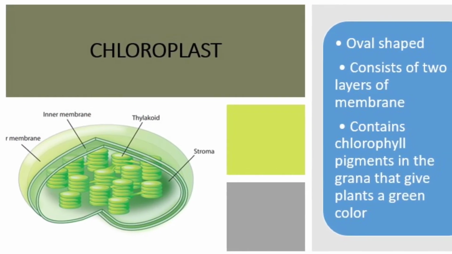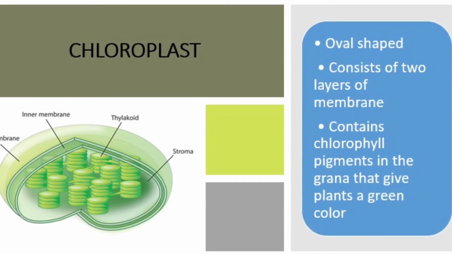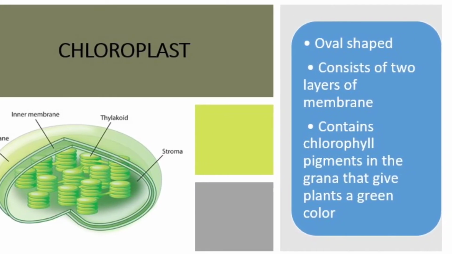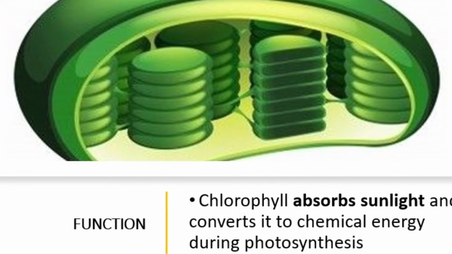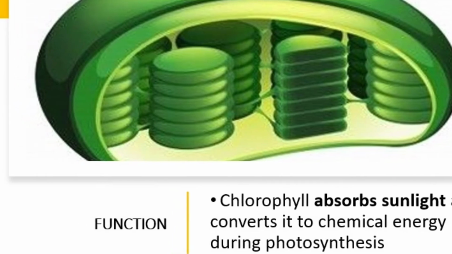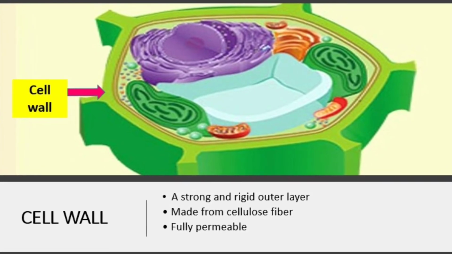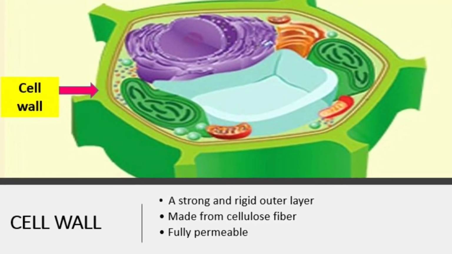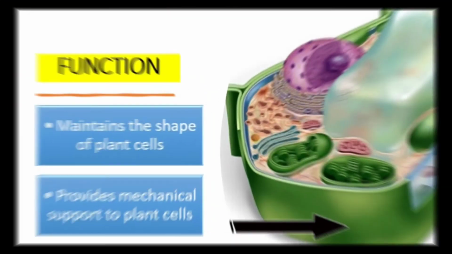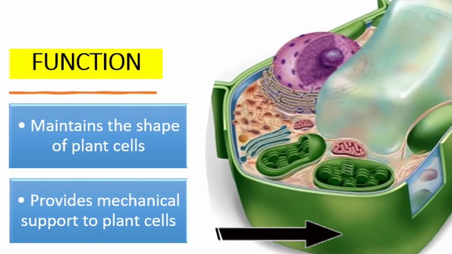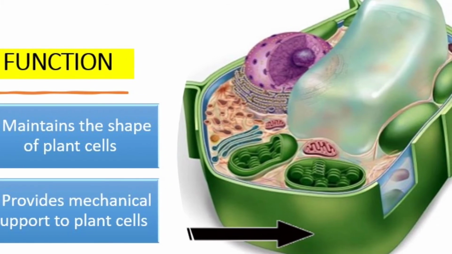The chloroplast shape is oval. It consists of two layers of membrane and contains chlorophyll pigments in the grana that give plants their green color. The chlorophyll will absorb sunlight and convert it to chemical energy during photosynthesis. The cell wall is a strong and rigid outer layer made up of cellulose fiber and is fully permeable. This allows all substances in and out of the cells. The function of the cell wall is to maintain the shape of plant cells and provide mechanical support to the plant cells.